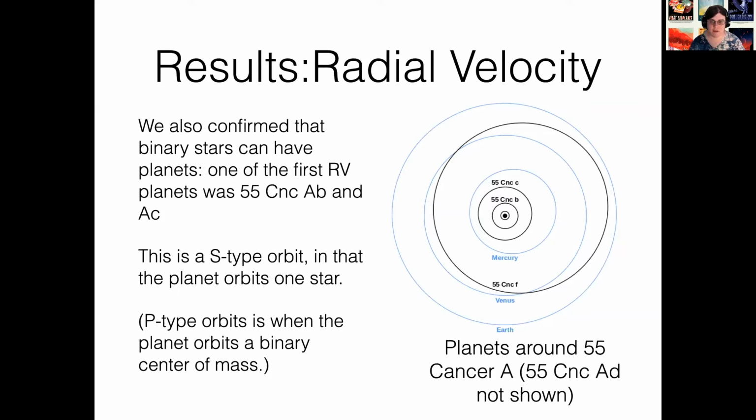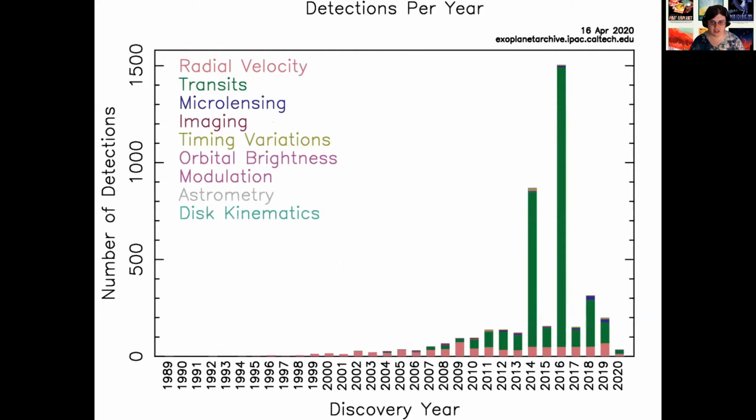Now, we call these types of orbits S-type orbits for binary stars. They're orbiting one star. There's another star that's much farther out. You can see these are pretty close-in planets. We got 1, 2, 3, 4 planets inside the Earth's orbit. So we have hundreds of planets we've discovered with the radial velocity method. If we go back to the chart, we get several dozens every year.